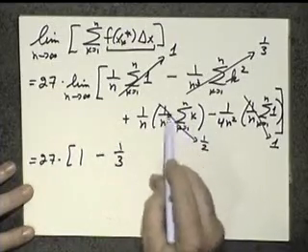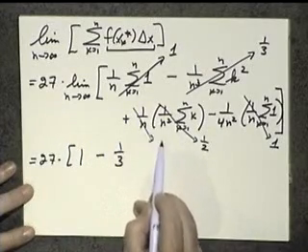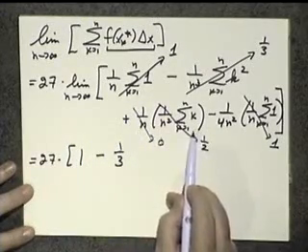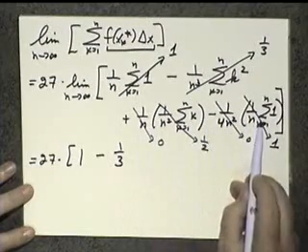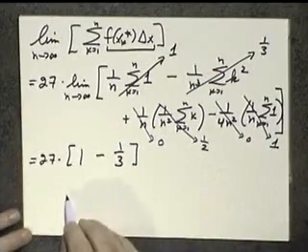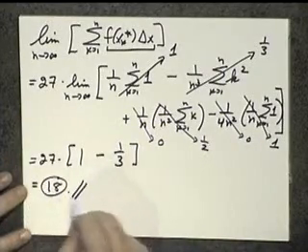From here, this part went to 1/2 under the limit, but there's a 1 over n also, and the 1 over n, of course, goes to 0, so this goes to 0. Likewise here, this goes to 1, and now this goes to 0, so this entire last expression goes to 0. So I have 2/3 times 27. In other words, I have 18.